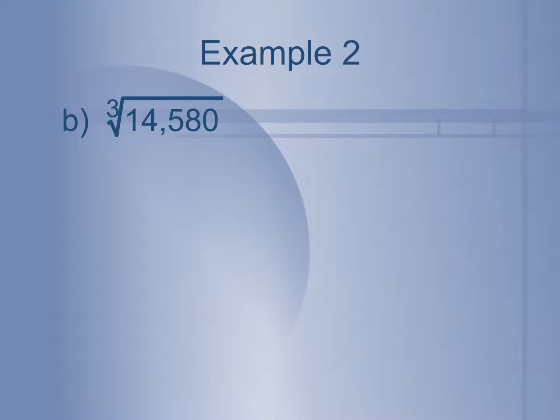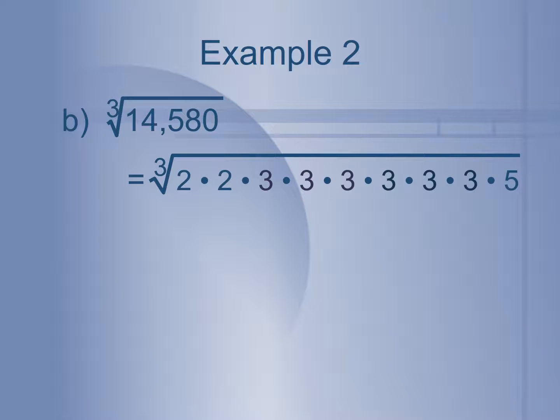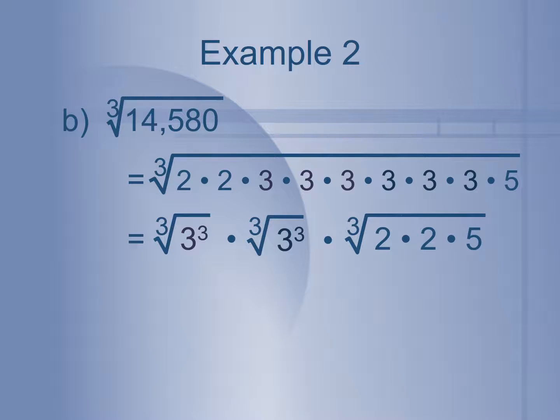Let's look at another example, the cube root of 14,580. After my prime factorization, I'm left with 2 times 2 times 3 times 3 times 3 times 3 times 3 times 3 times 5. Since I'm doing the cube root, I'm looking for perfect cubes. So these three 3's will make a cube root, and these three 3's will make a cube root. I'm going to separate those. Here's my first set of 3's and my second set of 3's. But then I'm left with a 2, a 2, and a 5. That's what's left in this radical.